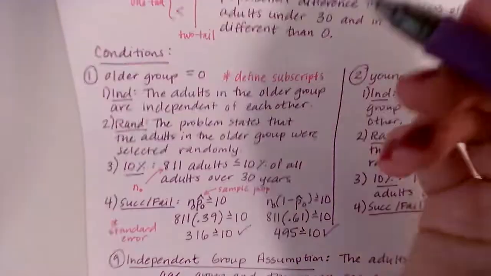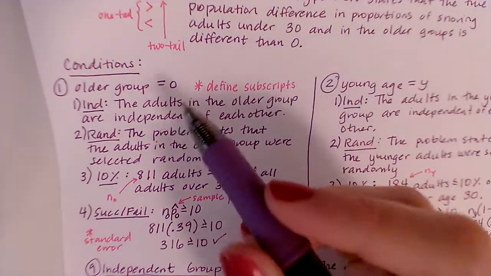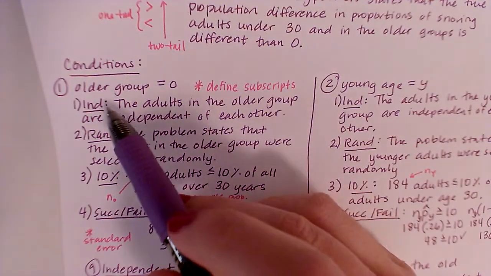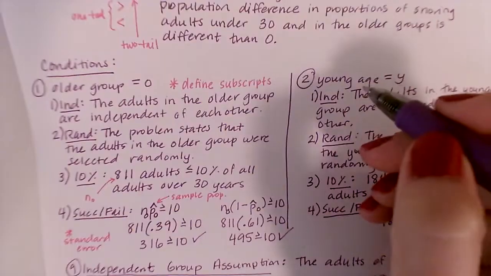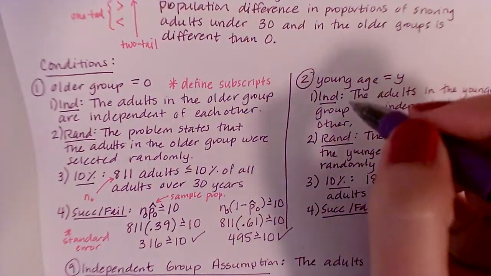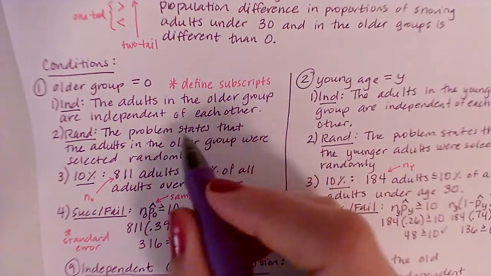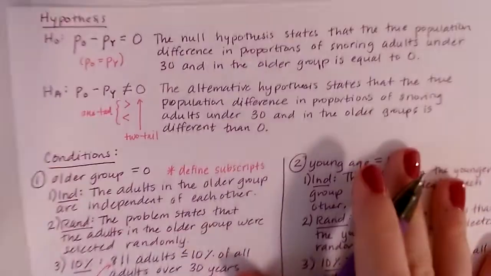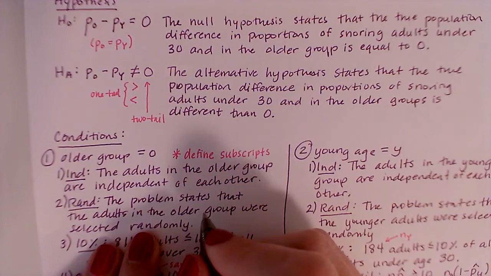Now, one thing you might have noticed when you were looking at these two sets of conditions is that we state for each one that the adults used in the older age group are independent of each other, and then here we state that the adults in the younger age group are also independent of each other. The problem went through great measures to make sure we knew actually that the adults were randomly selected.